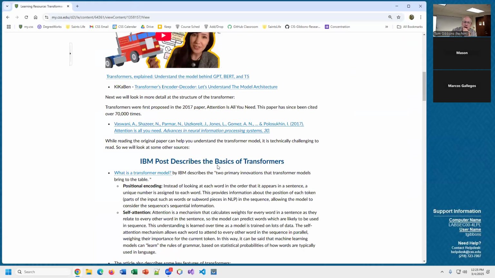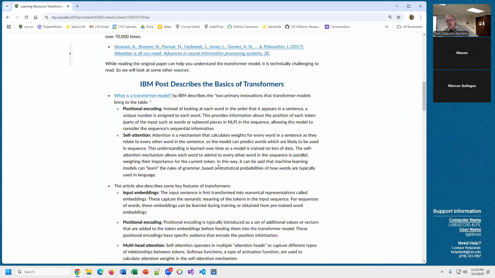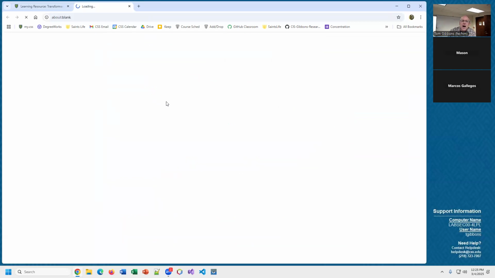So let's look. We're going to look at 2 companies that do have some good background on transformers. One is IBM here. This is the IBM article on transformers.